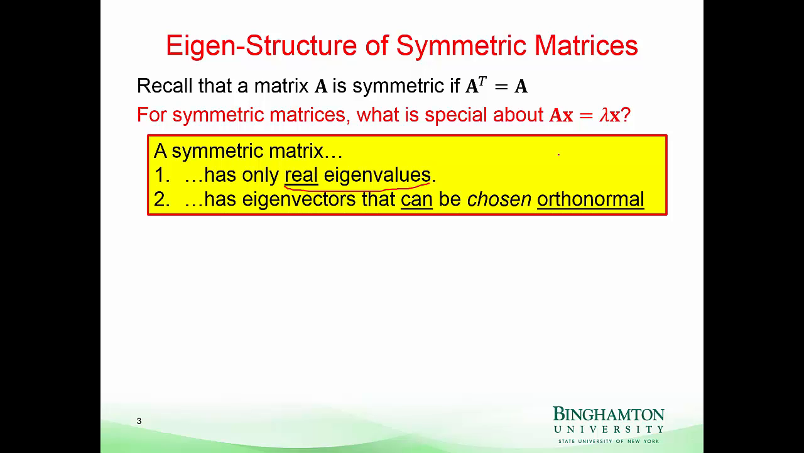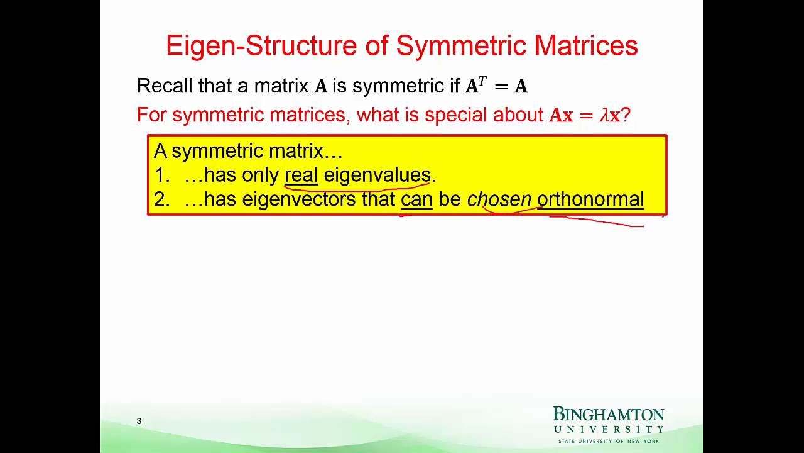So if we're talking about a symmetric matrix, that can't happen. Now, this is not an "only if," this is an "if." So if it's symmetric, it has real eigenvalues. It can have real eigenvalues but still not be symmetric. And a symmetric matrix has eigenvectors that can be chosen to be orthonormal.